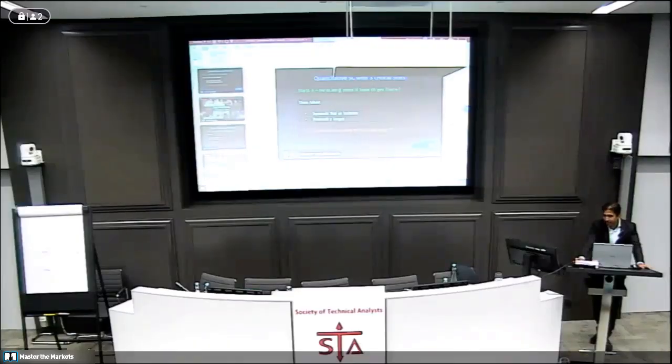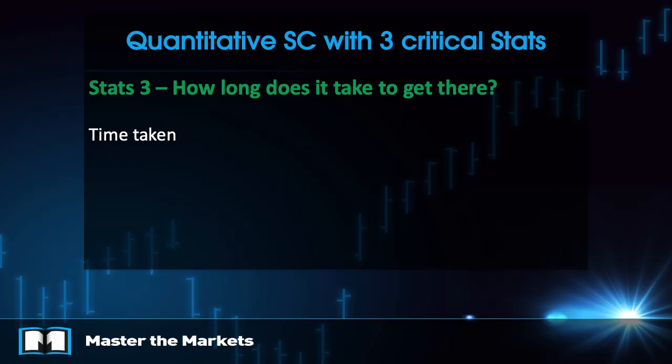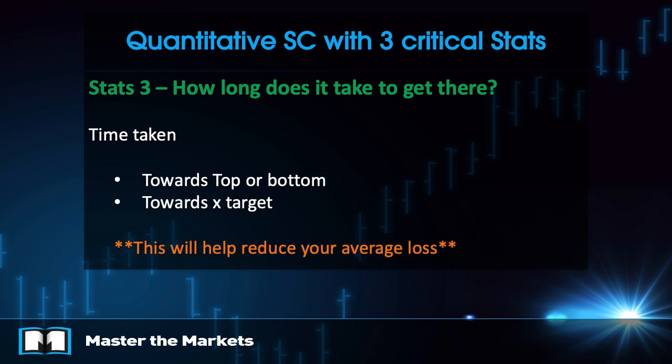Last stats, and then we can finish off from there, is the time taken. So let me just put that in. This is really good, like what Rob was mentioning just now, time and distance, right? So stat number 3 is how long does it take to get to that maximum point? The time taken towards the top or the bottom, towards an X target. So we keep the target consistent. We lock the target in, yeah? And then we find that.